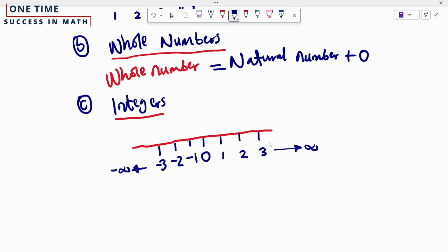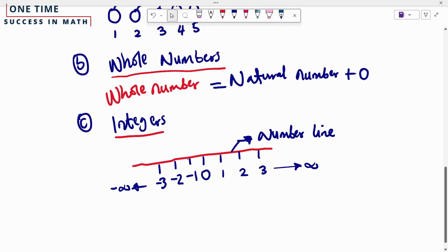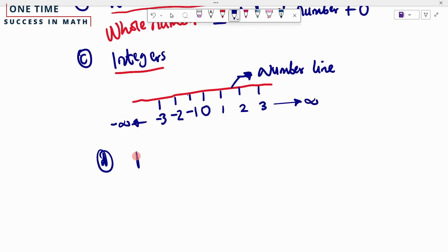So what is a number line? You may want to know, because we just made mention of that. This is a number line. A number line is just a straight line where numbers are placed at equal distance. The right is positive numbers, the left we have negative numbers, and the center is 0. So it helps us to visualize numbers. Simple as that. The next type of numbers that we're going to look at are the rational numbers.